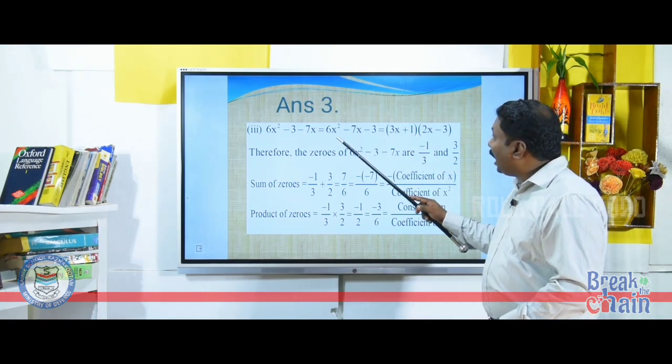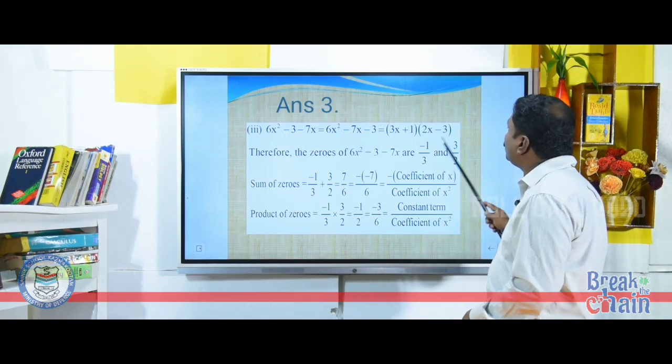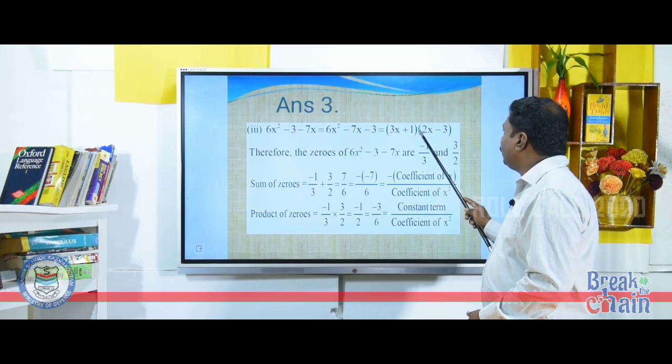See, we have to find its zeros. So we equate each linear polynomial to 0. 3x plus 1 equals 0.